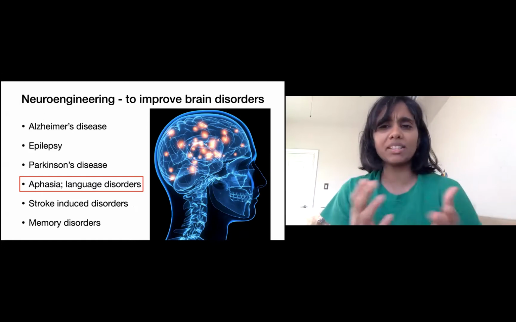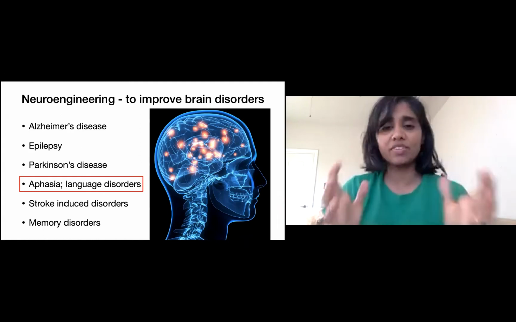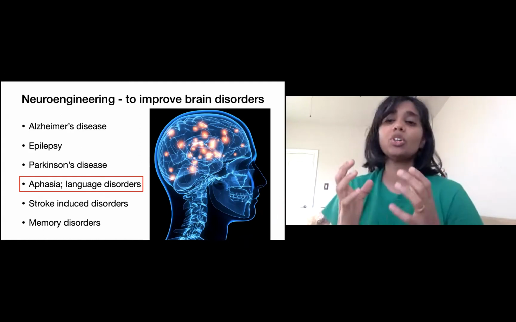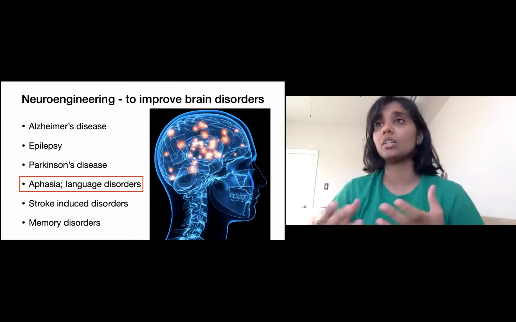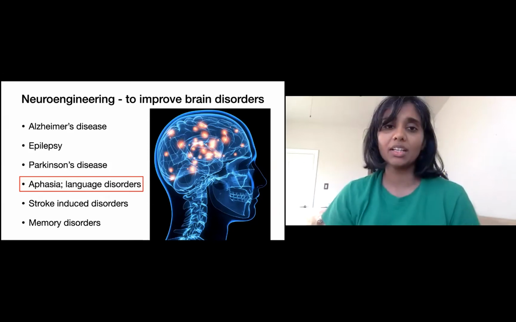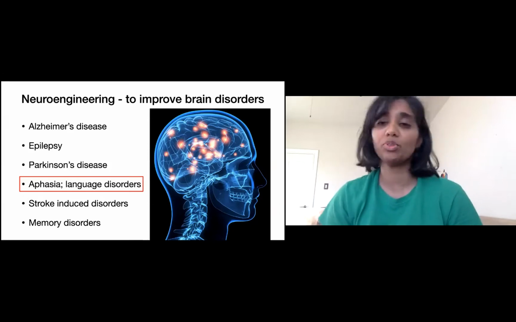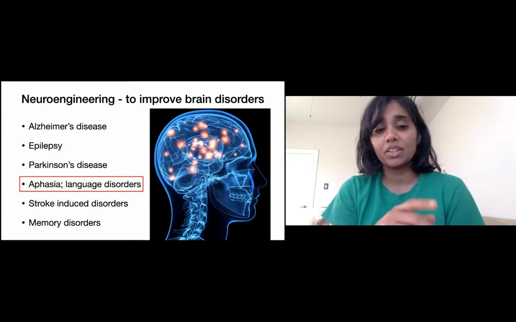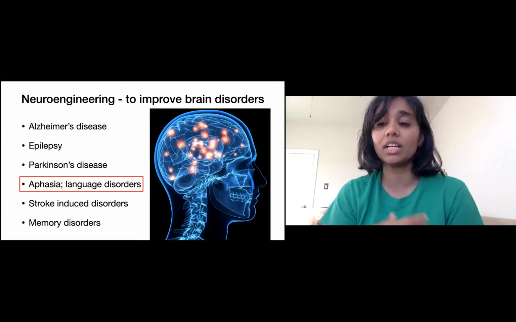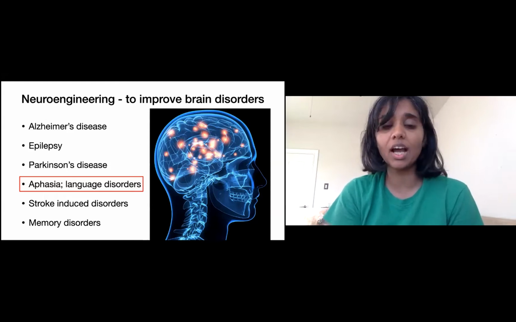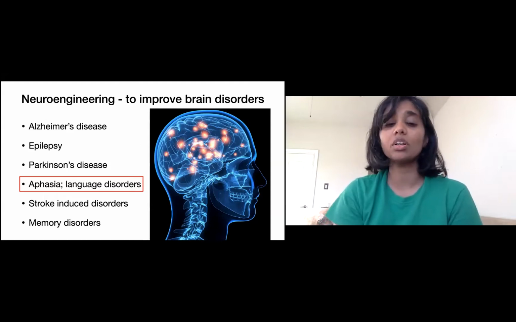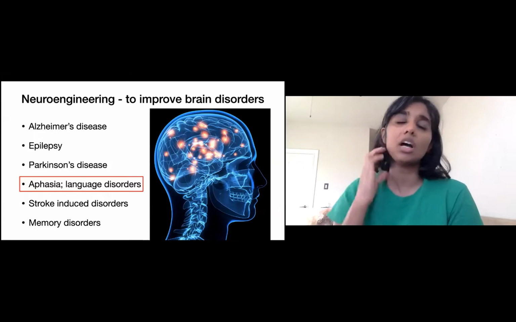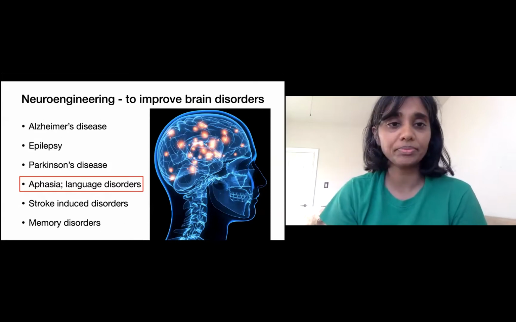My basic understanding is you have some brain disorders, you want to study the brain to eventually improve functionality, and you do engineering to improve the brain. That's a very broad way of putting it. There are so many types of brain disorders that neuroscientists are studying, and I am in particular going to talk about language disorders and how we are addressing that.